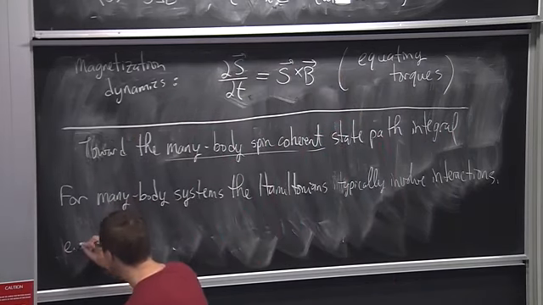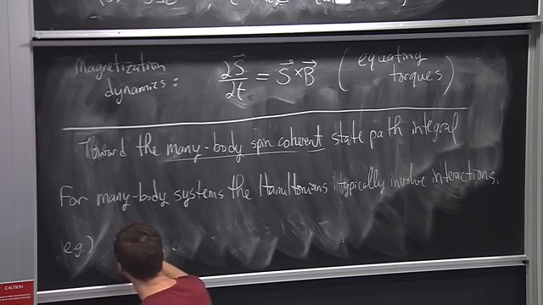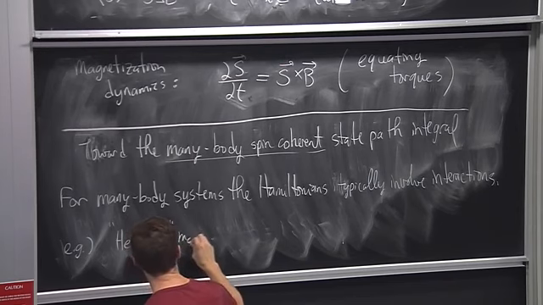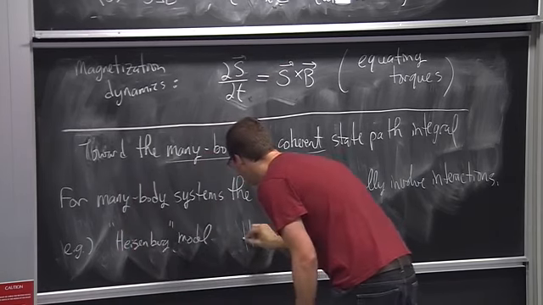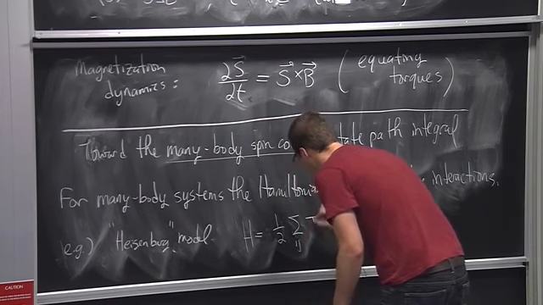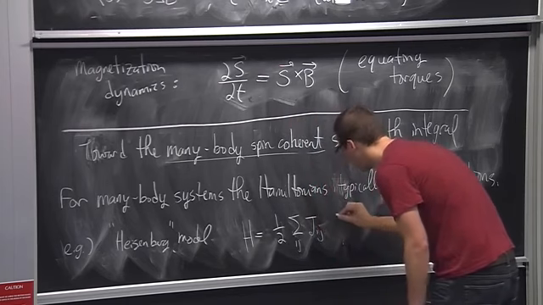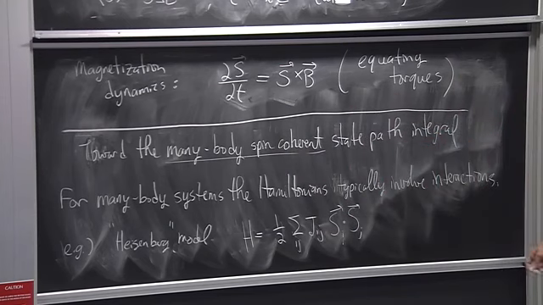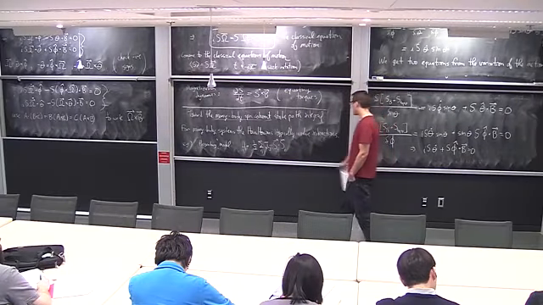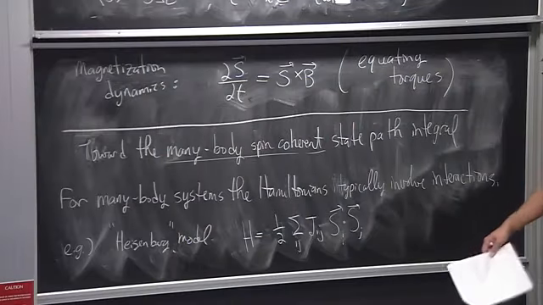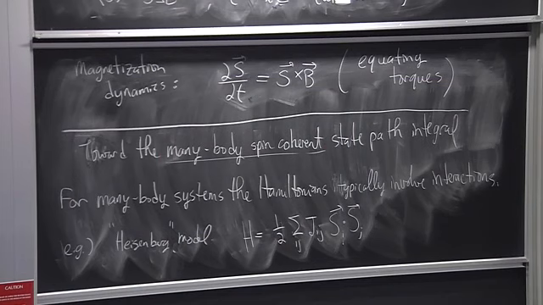The typical example is the Heisenberg model, which I've written before. In the many-body spin language, it's often just something like a general interaction S dot S. And in the spin path integral, number one, you have to know how to take the matrix element of that with the coherent states, but you know how to do that, because S dot S just gives you omega dot omega, like I told you before.